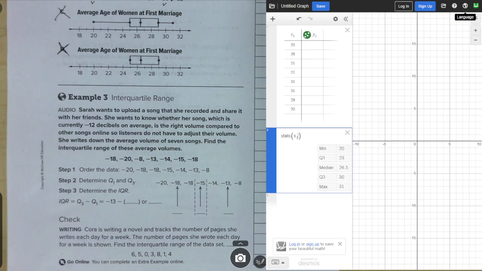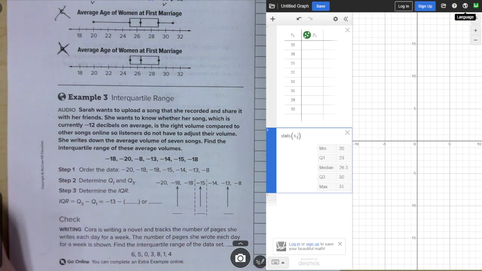Interquartile range. Sarah wants to upload a song that she recorded and share it with her friends. She wants to know whether her song, which is currently negative 12 decibels on average, is the right volume compared to other songs online so listeners do not have to adjust their volume. She writes down the average volume of 7 songs. Find the interquartile range of these volumes.